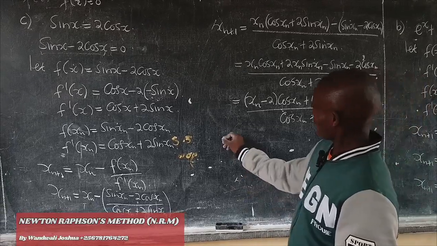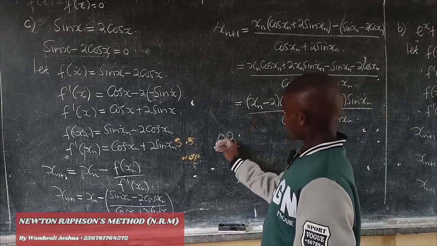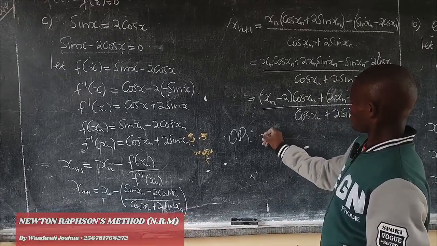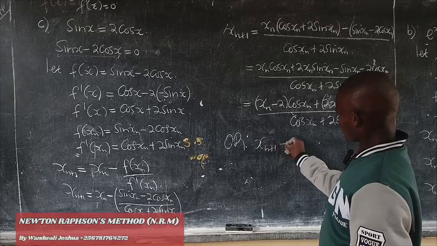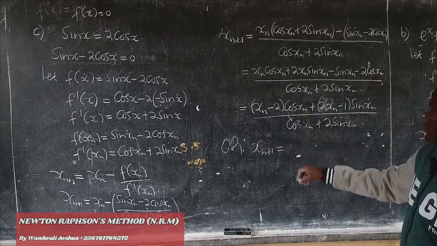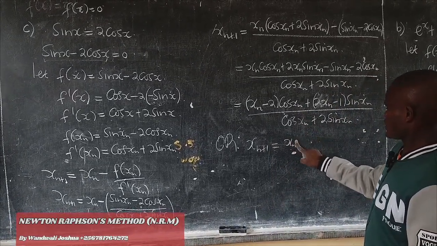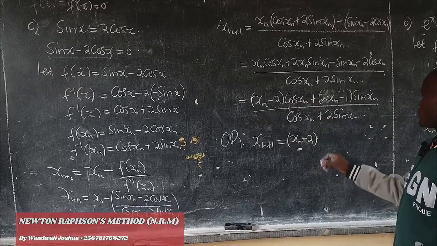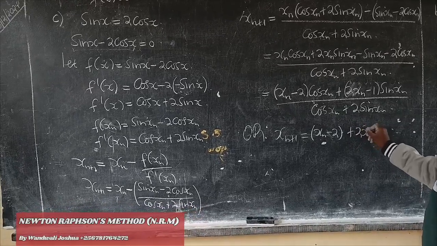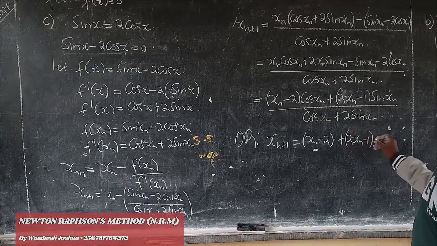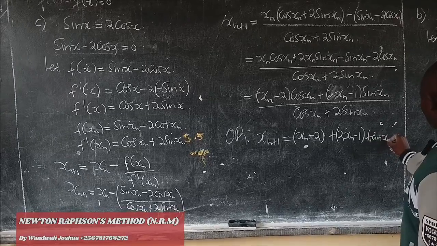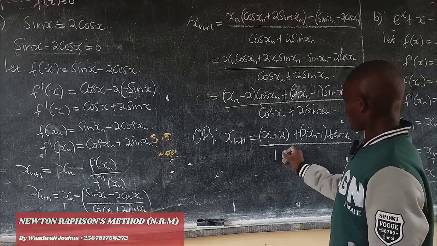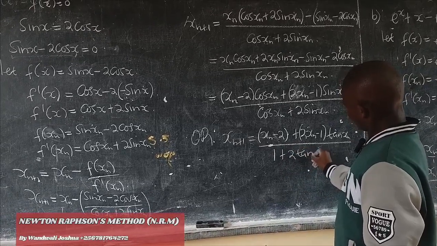Someone can simplify and put it in another form by dividing through by cos. So when you divide through by cos, you simply get xn plus 1 equals, when you divide cos here, xn minus 2. This will be just 1. We are dividing cos throughout. Then plus 2xn minus 1, then this will become tan of xn. And we divide this by, when you divide here, cos is 1, plus 2 tan of xn.